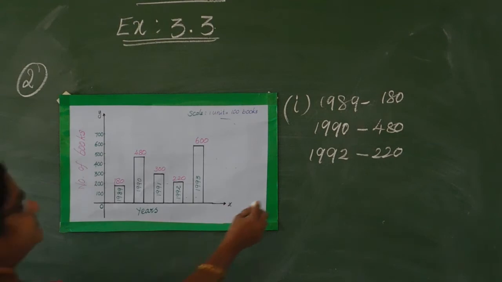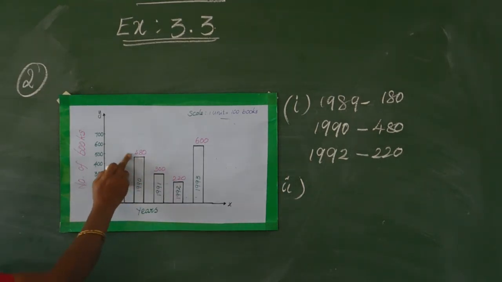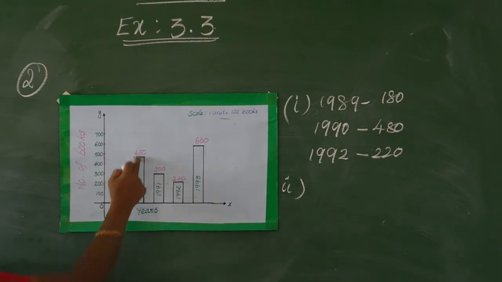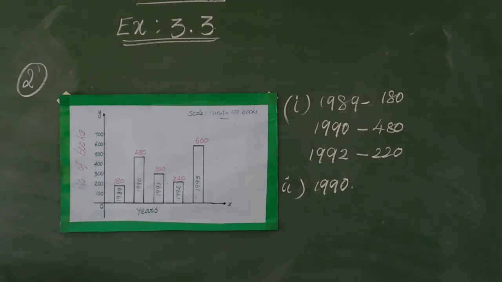Second option: in which year were about 475 books sold? There are two other questions. About 475 books sold, in which year? 475. See, 480. About 475. So which year? In the year 1990. Okay? Nearly 475.